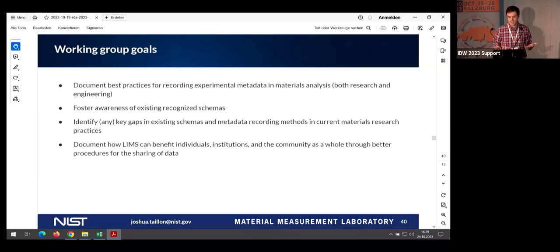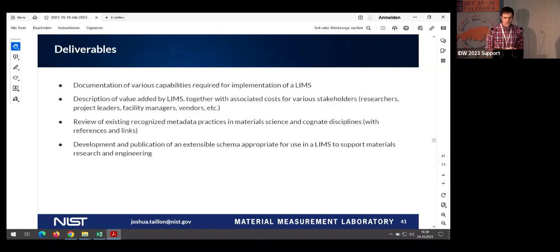So we really want to foster awareness of these things. We also want to identify key gaps, if any, in these existing schemas and the current methods that we use to record metadata in materials research practices, and document how the use of a LIMS in materials research can really benefit not only individuals doing the research, but also institutions and the wider community as a whole, by better structuring our data.